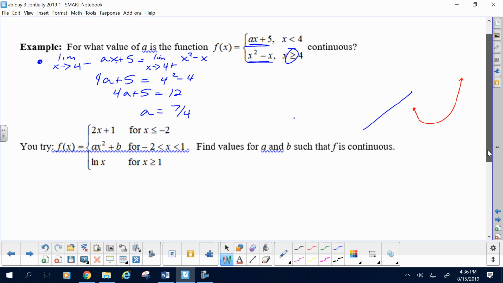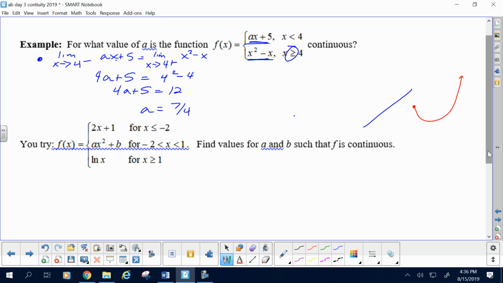Now you're going to have a little more work to do because you have two unknowns. So expect to do two different calculations of one-sided limits, one at -2 to get an a and b equation, and one at 1 to get an a and b equation. Then hopefully you'll have enough to find a and b. Try it on your own and work together if you like. Pause now.